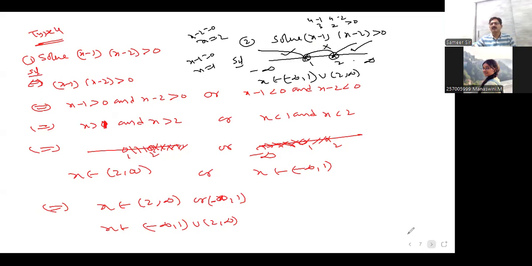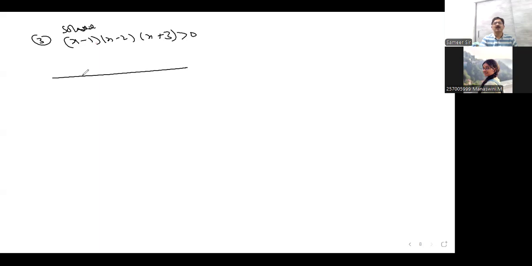Yes, sir. So I'll move on to the next one. Third bit. Even if I gave you x minus 1, x minus 2, x plus 3, if I said solve, what will we do? We are supposed to plot this according to their value. Minus 3, 1, 2. Greater than is there, right? Yes, yes, yes, no. So your answer is minus 3 to 1 union 2 to infinity.